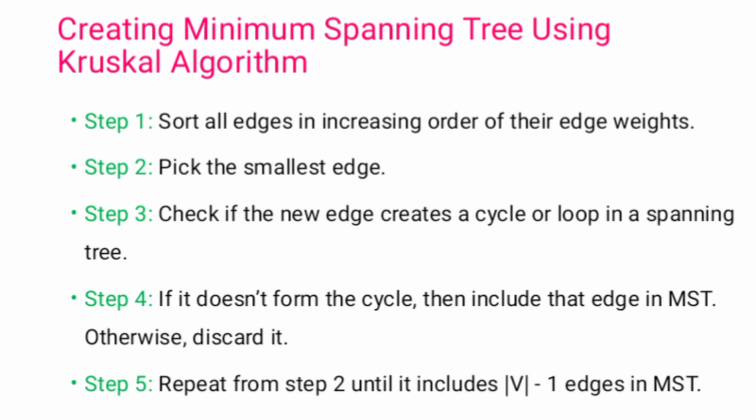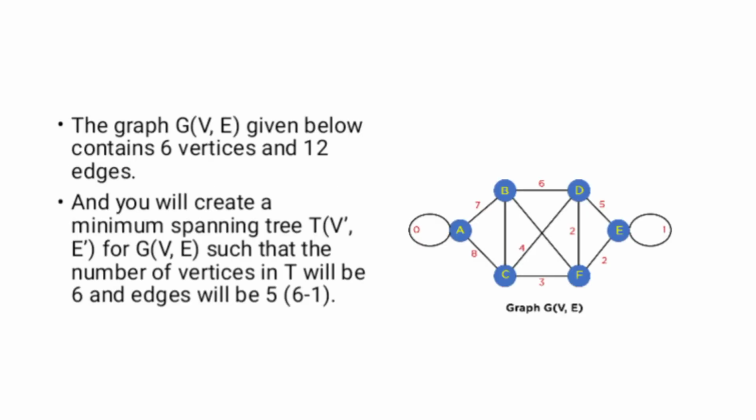Step 3, check if the new edge creates a cycle or loop in a spanning tree. In step 4, if it does not form the cycle, then include that edge in minimum spanning tree. Otherwise, discard it. The final step, repeat from step 2 until it includes |V| minus 1 edges in MST. Using the steps mentioned here, you can generate a minimum spanning tree structure. So now have a look at an example to understand this process better.